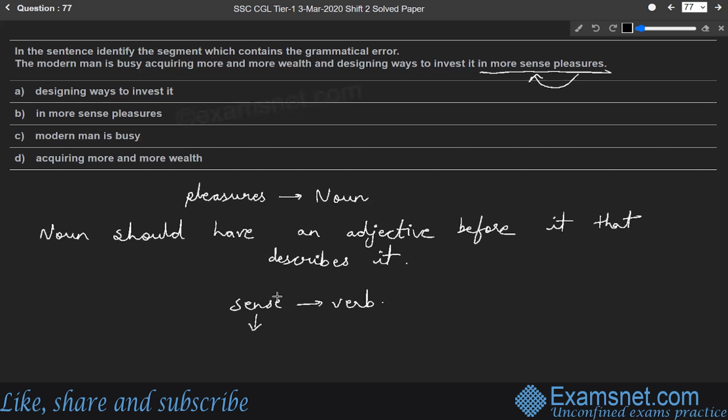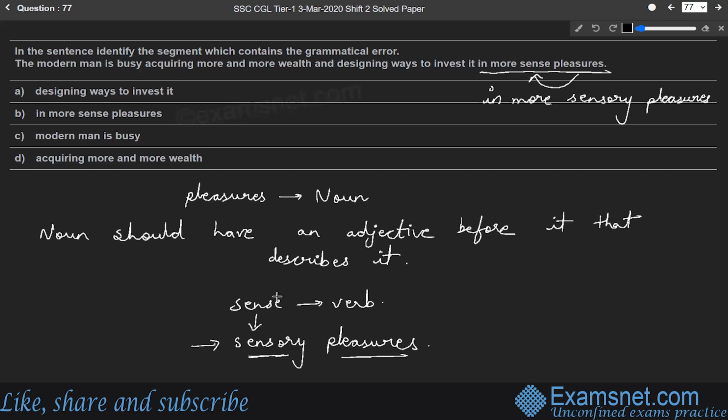Now what is adjective and why it is placed before a noun? Because adjective is a word that modifies a noun. Okay. In general, it is just used to describe a noun or give more information about it. Okay. That is why it is placed before a noun. So we have to change this verb sense into an adjective. So for the verb sense, the adjective will be sensory. So in the place of sense, sensory should be used, which is an adjective. And it will be placed before the noun pleasures. So it makes sensory pleasures. Now you can see that there is an adjective before the noun and it gives a meaning to the noun. That is which kind of pleasures? Sensory pleasures. So the correct part will be in more sensory pleasure.